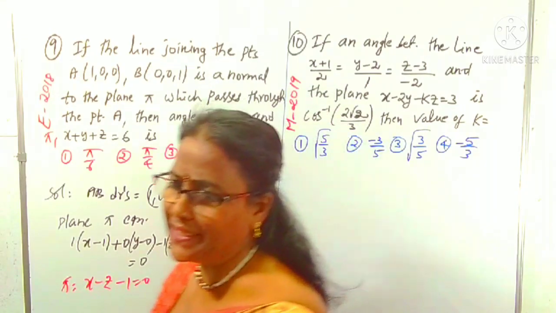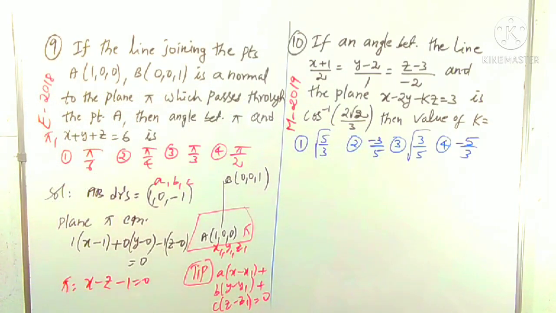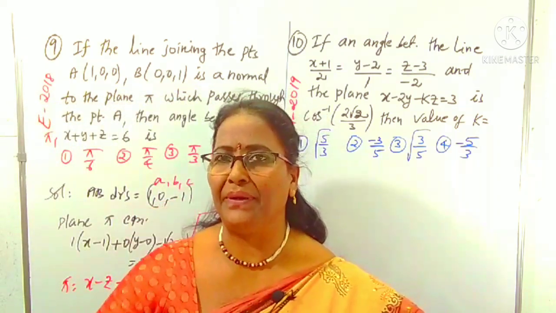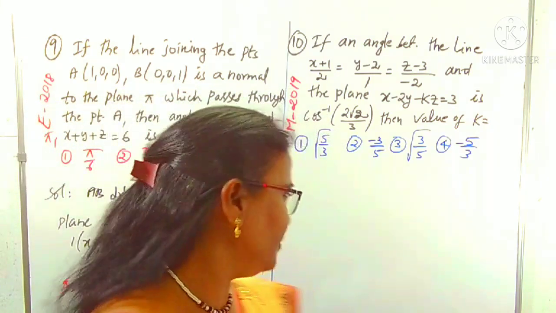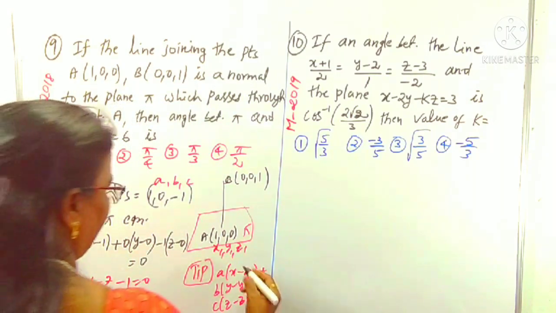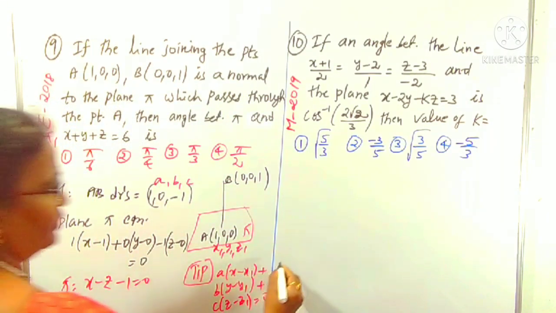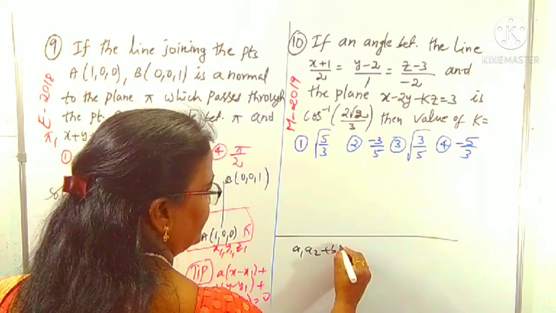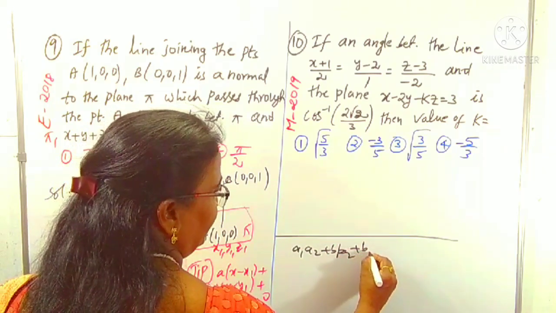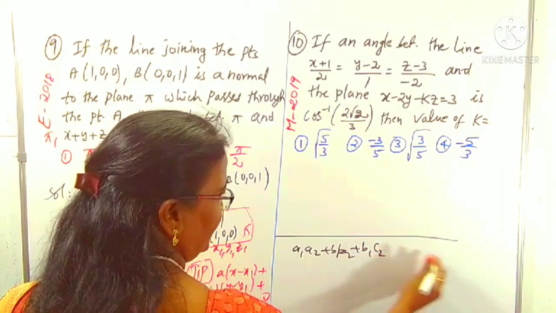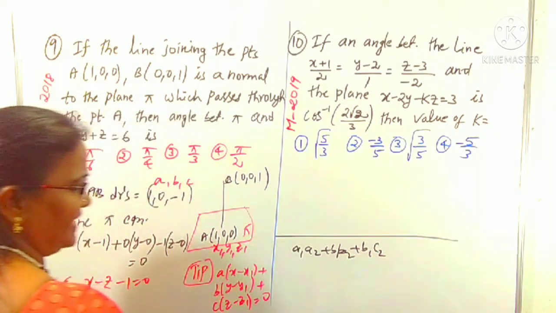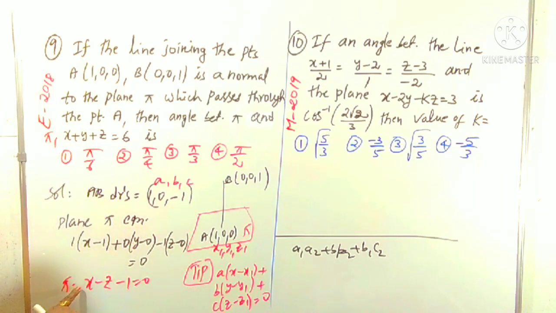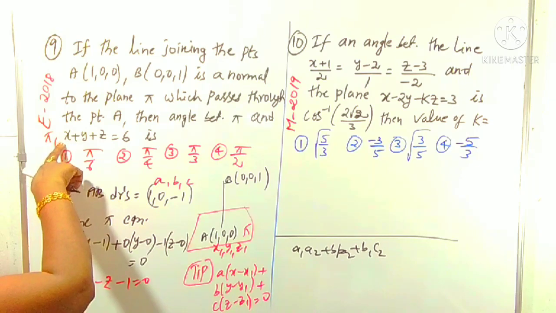The angle between pi and pi 1. You know, the angle between the two planes, we can use what? First, you can verify whether those two are perpendicular or not. For the perpendicular condition between the two planes, A1 A2 plus B1 B2 plus C1 C2, this condition we have to verify. If it is 0, then the angle is 90. We can check whether it is 0 or not. A1 means what here? The x coefficient is 1. Here the x coefficient is 1.